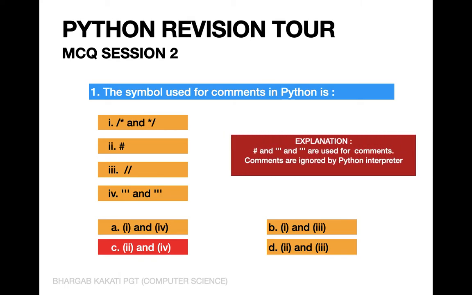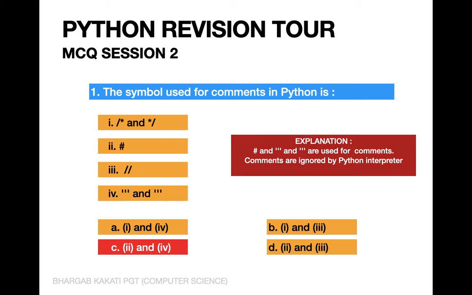The explanation goes like this. Hash and triple quotes are used for comments. Comments are ignored by the Python interpreter. So there are two types of comments in Python: single line comments and multi-line comments. Single line comments are denoted by hash, and whatever you write after hash is ignored by the Python interpreter.